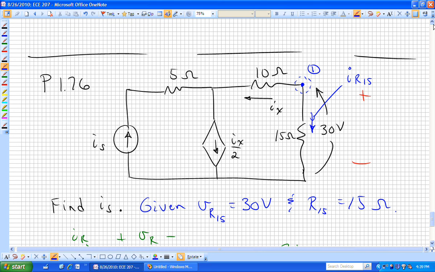Now that I'm scrolled up, because I don't want to be scrolling too many more times, let's call this node 2. The node between the 5 ohm, the 10 ohm, and the dependent current source. And so now if I refer to that later, hopefully you know where it is. But now that I've defined node 1, what do I know about I sub x and I sub R15? They're opposite, aren't they? Meaning if I sub R15 is 2 amps, I sub x must be minus 2.